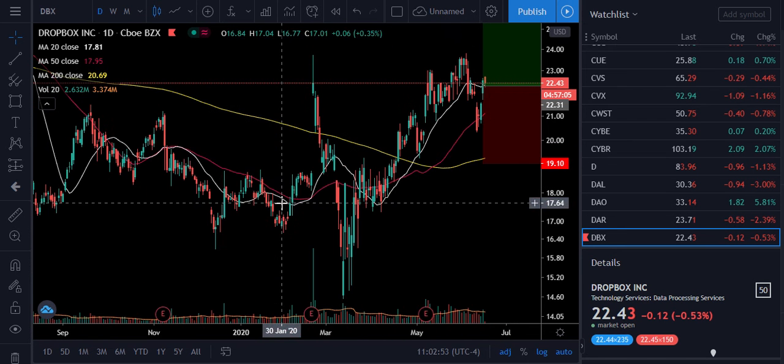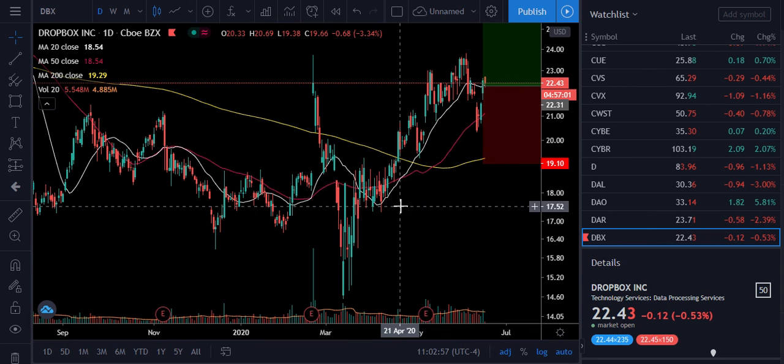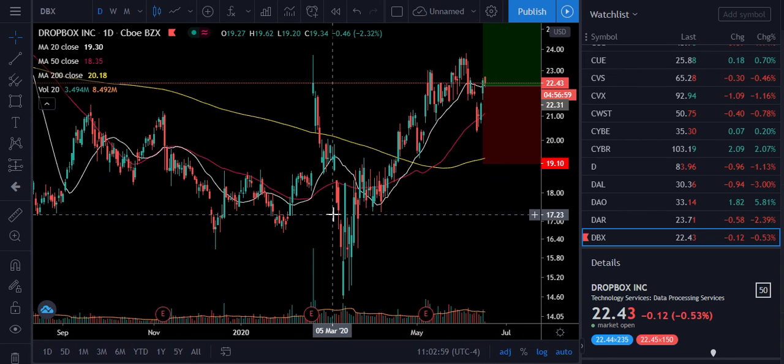So this is a possible stock in a strong sector, software, that could potentially be going from a stage 1 consolidation phase to a stage 2 accumulation phase.